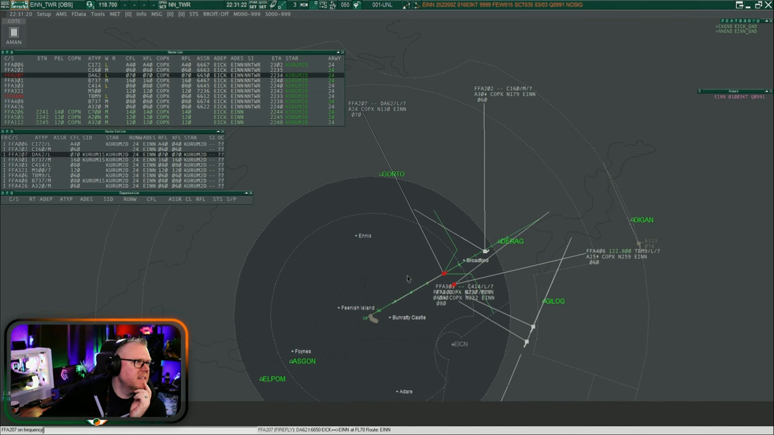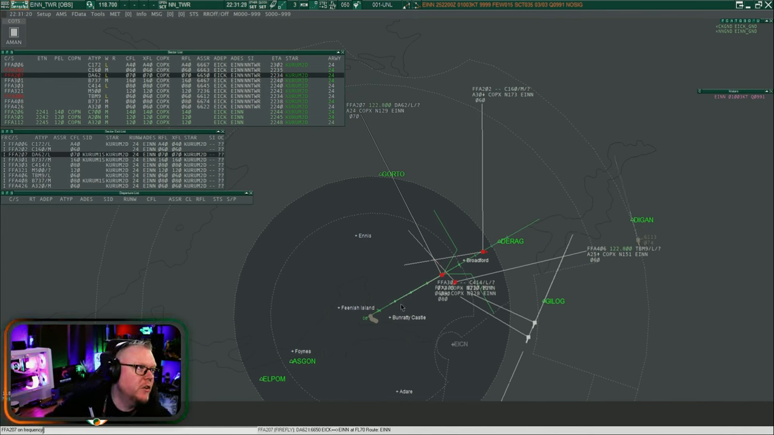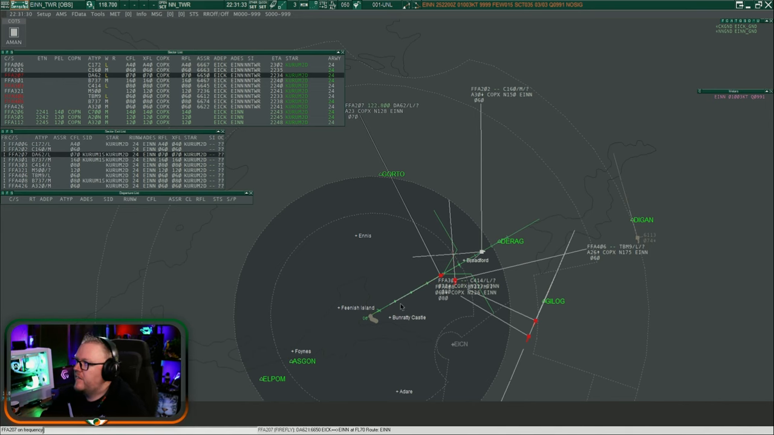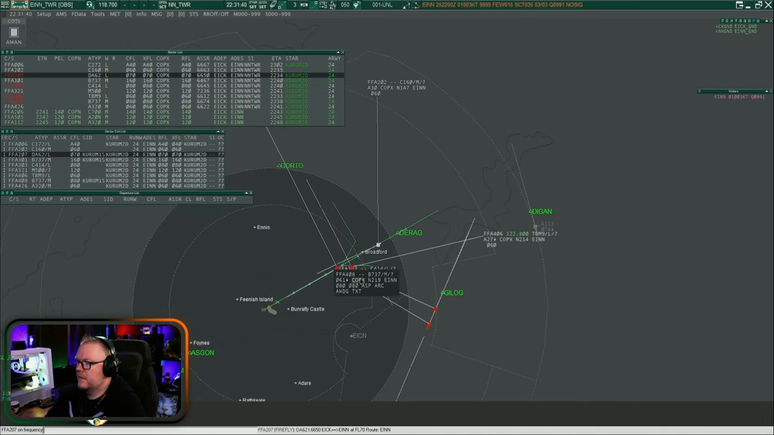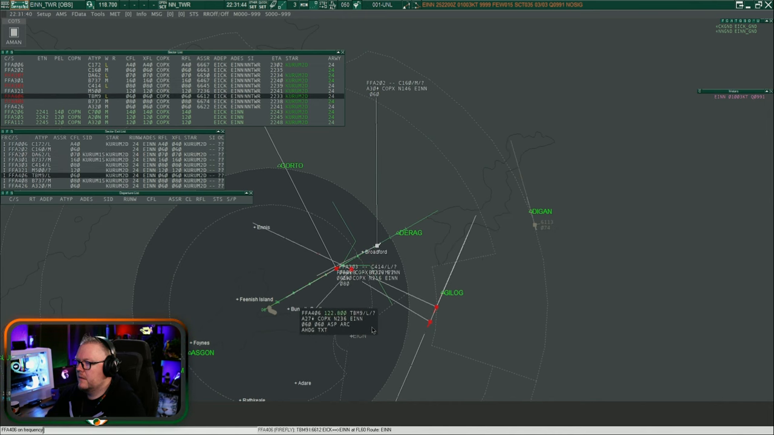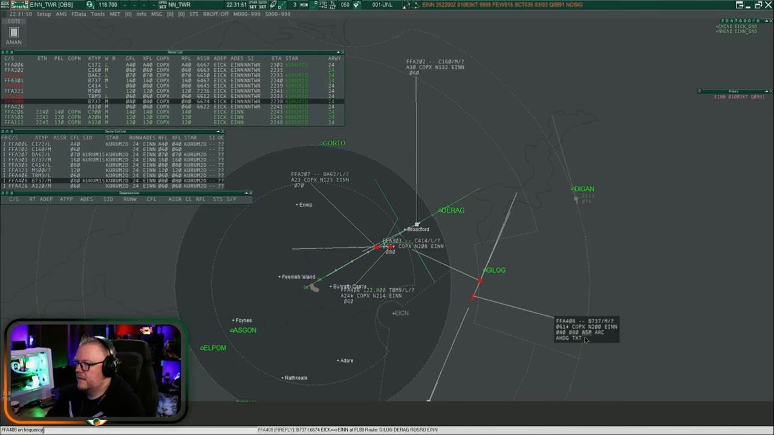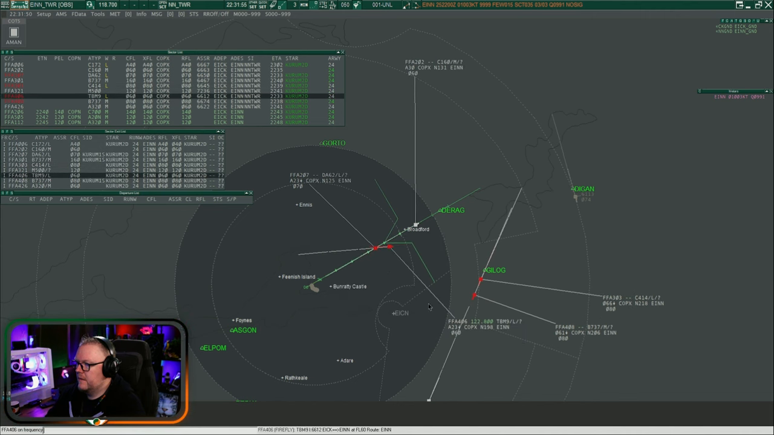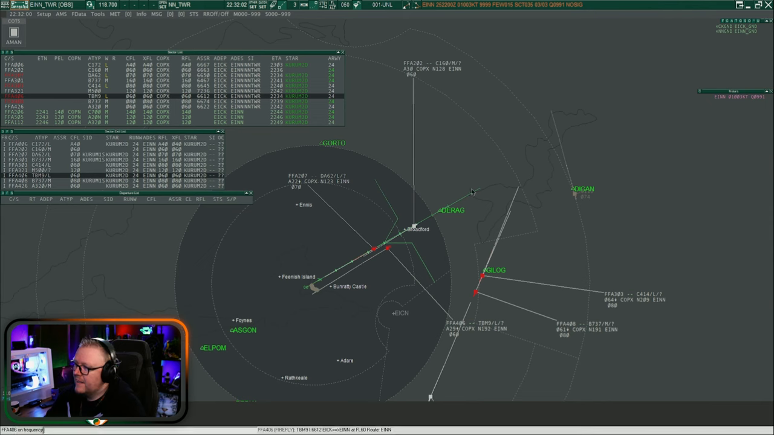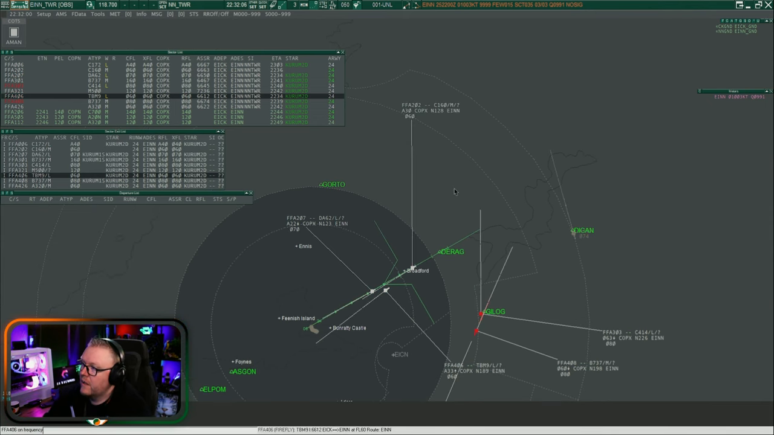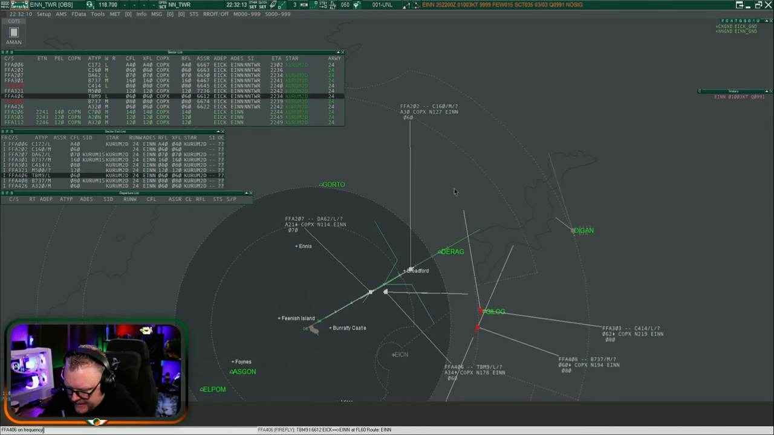Okay, did we get 406 there? Let's see here now. Homie, you're up the yard. Firefly 406, Shannon Tower. This is going to be interesting. Shannon Tower, FFA 202, established on the localizer for runway 24. Firefly 202, continue approach. You are number 2. Expect late landing clearance.